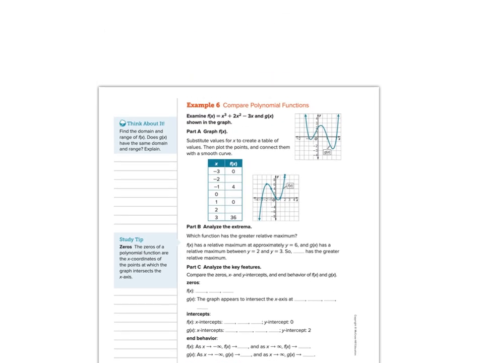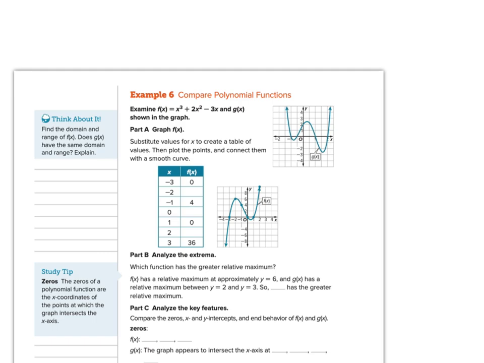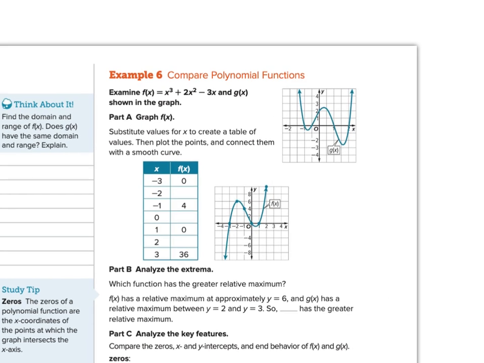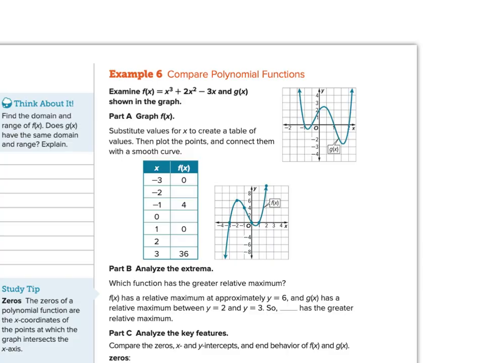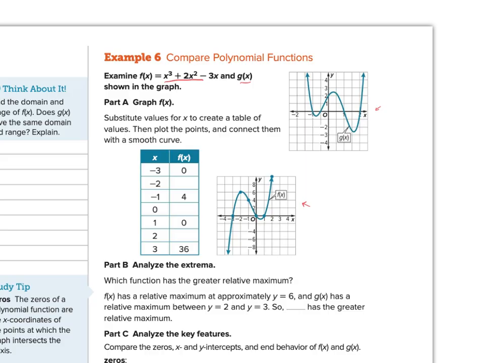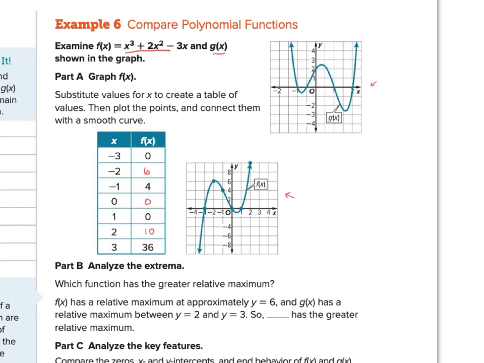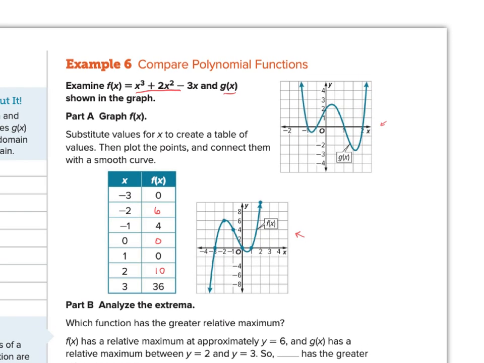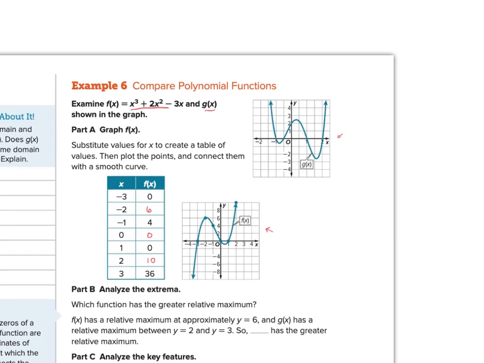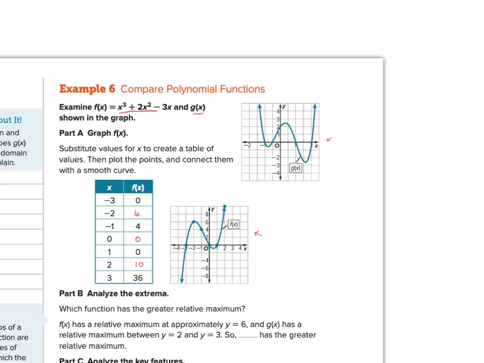And let's see here, going on, comparing the polynomial functions. So I have 2. Examine f of x and g of x. So it looks like this is g of x, this is f of x. And if I were to fill in some information real quick, okay, so I filled that in off the graph, substitute the values in, create your table. Analyze the extrema.